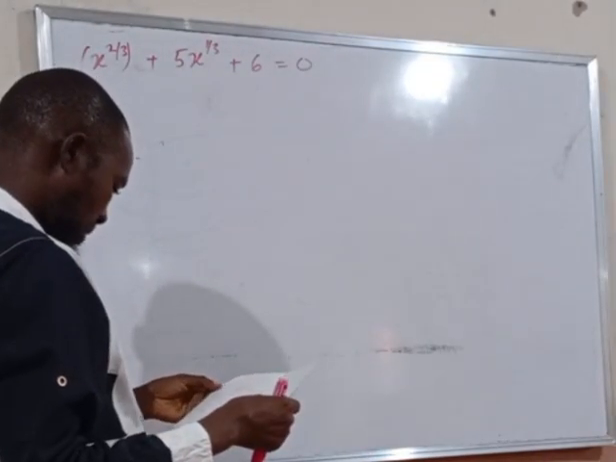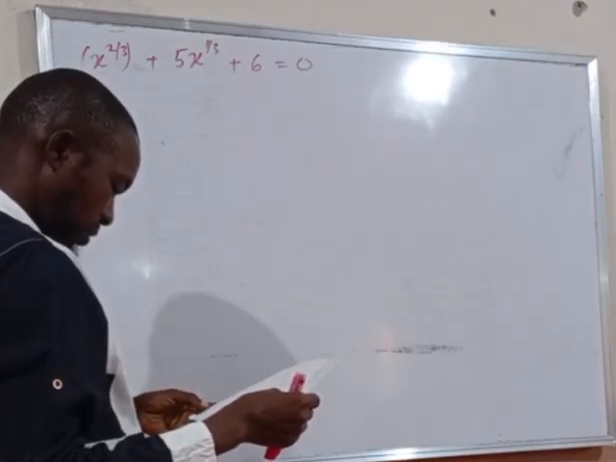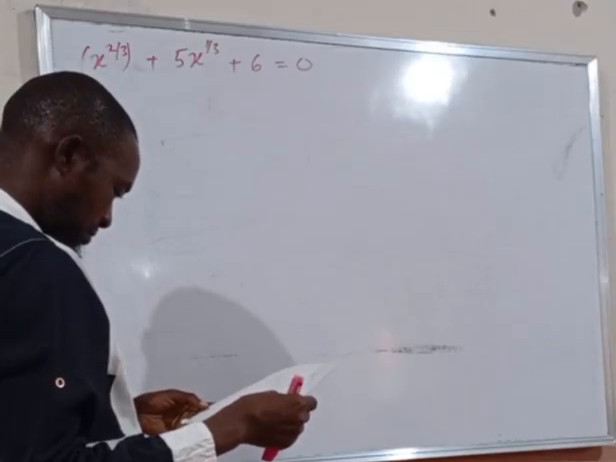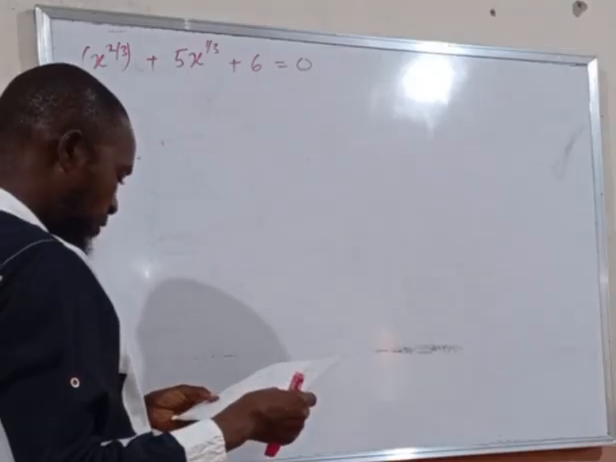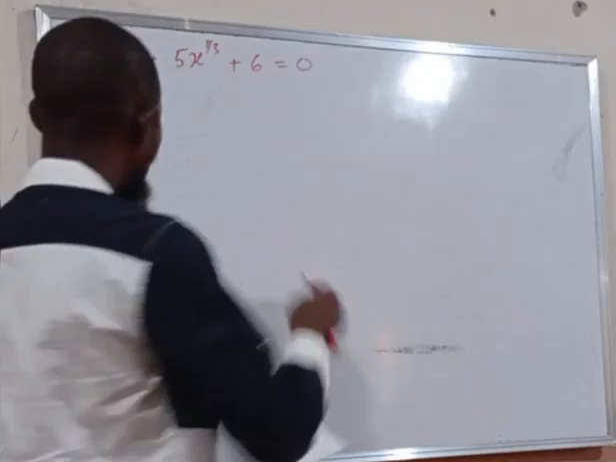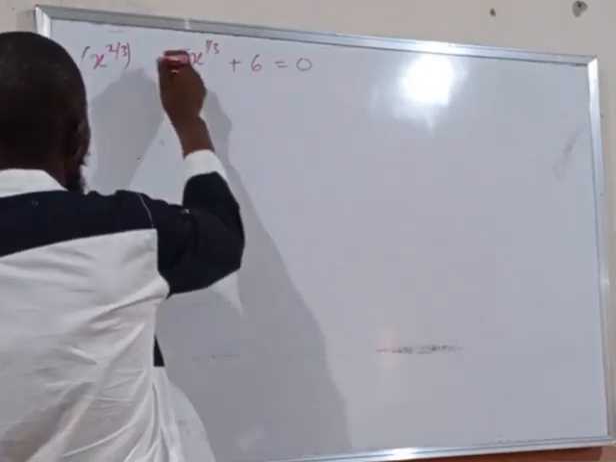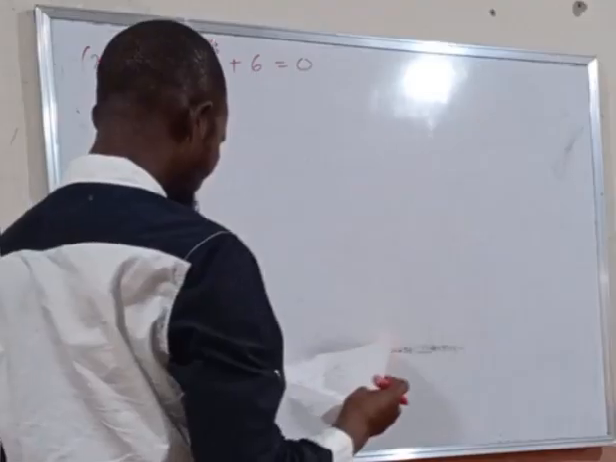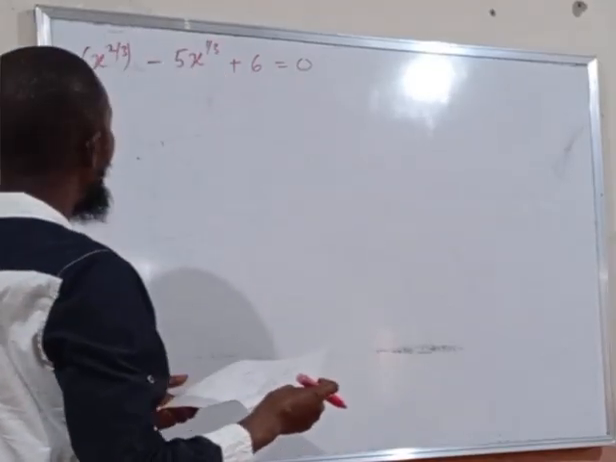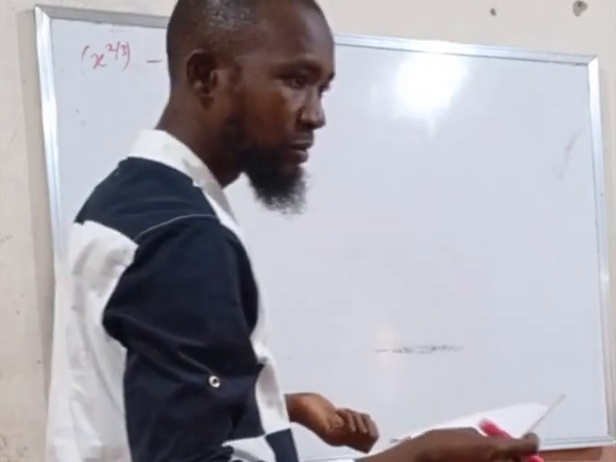Okay, x raised to power 2 over 3 minus, you see, minus is what I have here, not plus. Some people can write 5x raised to power 2 over 3 minus 5x raised to power 1 over 3 plus 6 is equal to 0, and that is it now.